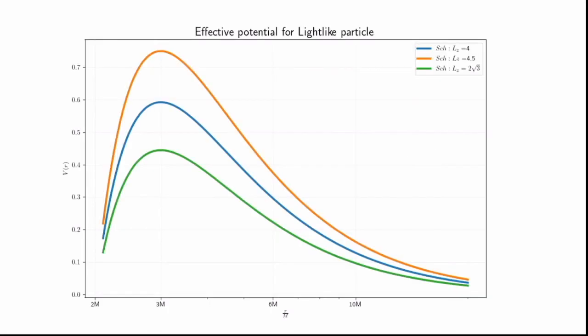Let's look at this effective potential for various values of L_z. You can clearly see that it has a peak, which means that it is unstable, and it doesn't depend on L_z. For any L_z, there is a circular orbit at r equal to 3m, and that is unstable because it is a maxima, so it will roll over. That is what we have found from the exact calculation.